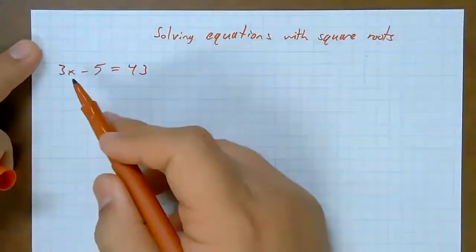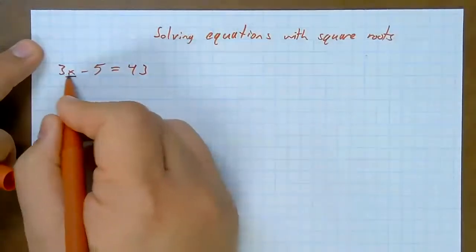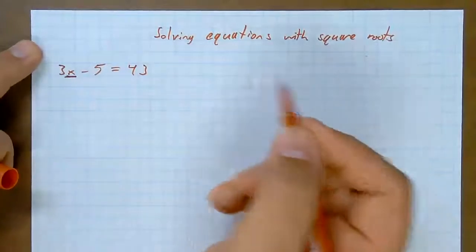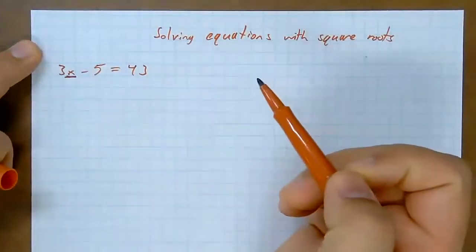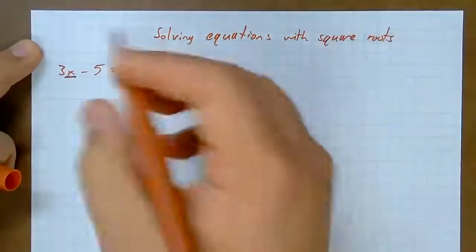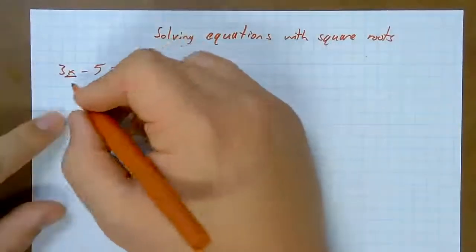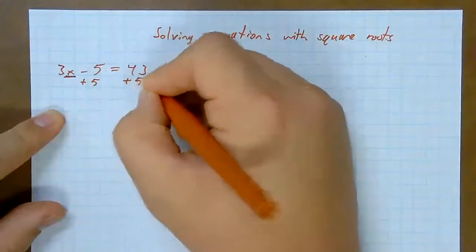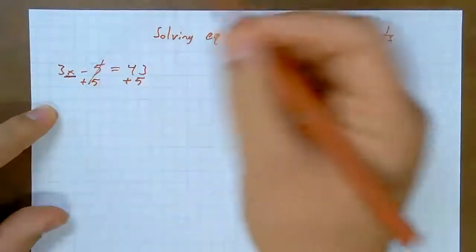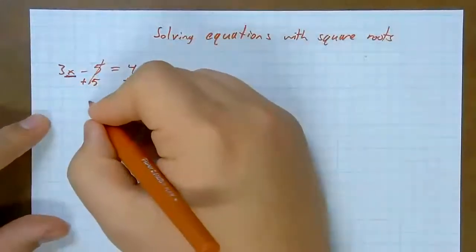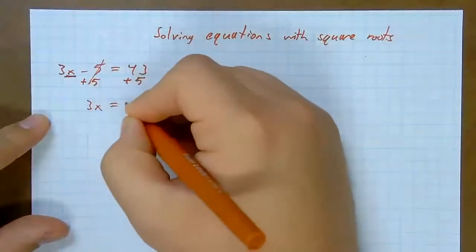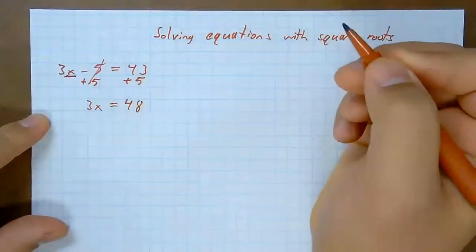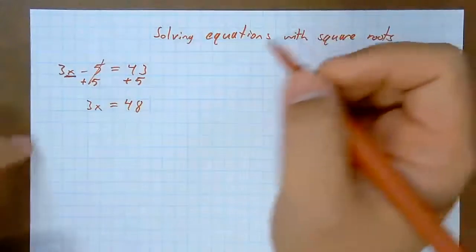Okay. Now we know we're trying to isolate x, trying to get x by itself. And so we do that by undoing addition and subtraction first, then multiplication later. In this case, the first thing we're going to do is add 5 to both sides. So the 5's cancel out on the left side, and what we're left with is 3x equals 48. We have one more step left.